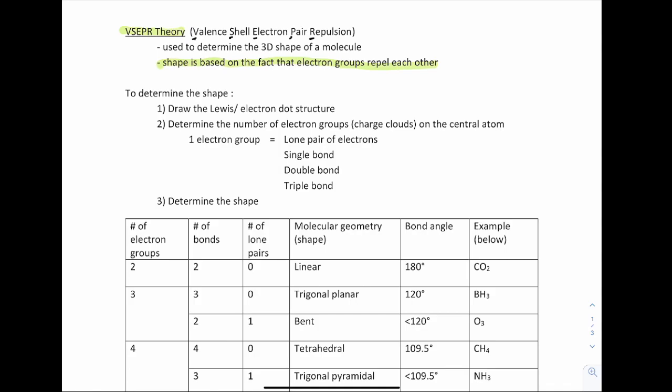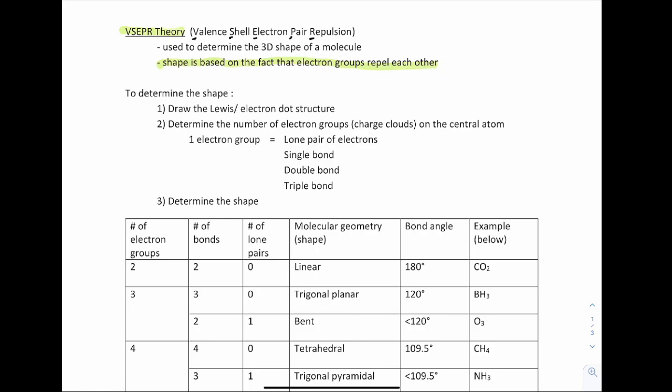So if I have two groups of electrons, they're going to try to get as far apart from each other in three-dimensional space as they can, and they're going to be 180 degrees apart, right, because that's as far as they can get. If I have three groups of charge, they're going to try to get as far apart from each other as they can, and they're going to have 120 degree bond angles. So my shape is just based on the fact that electron groups repel each other. They want to get as far apart from each other as they possibly can, and that's what my shape is going to be based on.